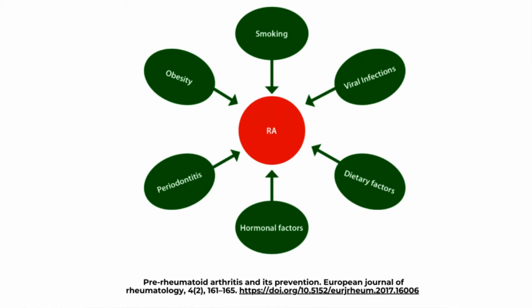So we want to discuss a few of those risk factors here. This image shows a number of environmental risk factors, and these all clearly contribute to rheumatoid arthritis susceptibility. This includes smoking, infections, periodontitis, which is a dental issue, obesity, and hormonal and dietary factors. These are all factors that we can look at improving for them, except for the dental procedures.